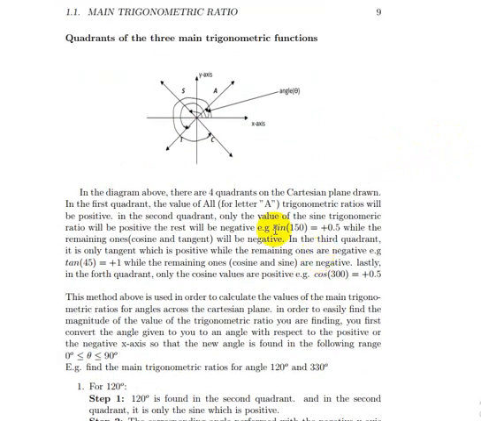Now this quadrant method is going to help us find the different solutions of angles for different trigonometric equations, as we're going to see below.